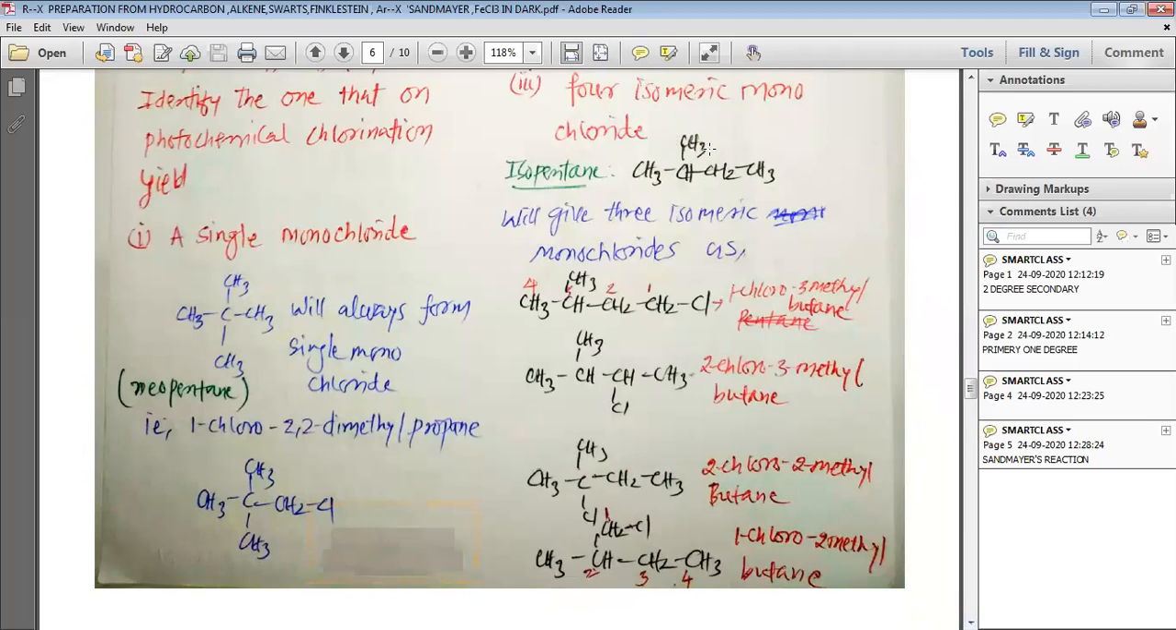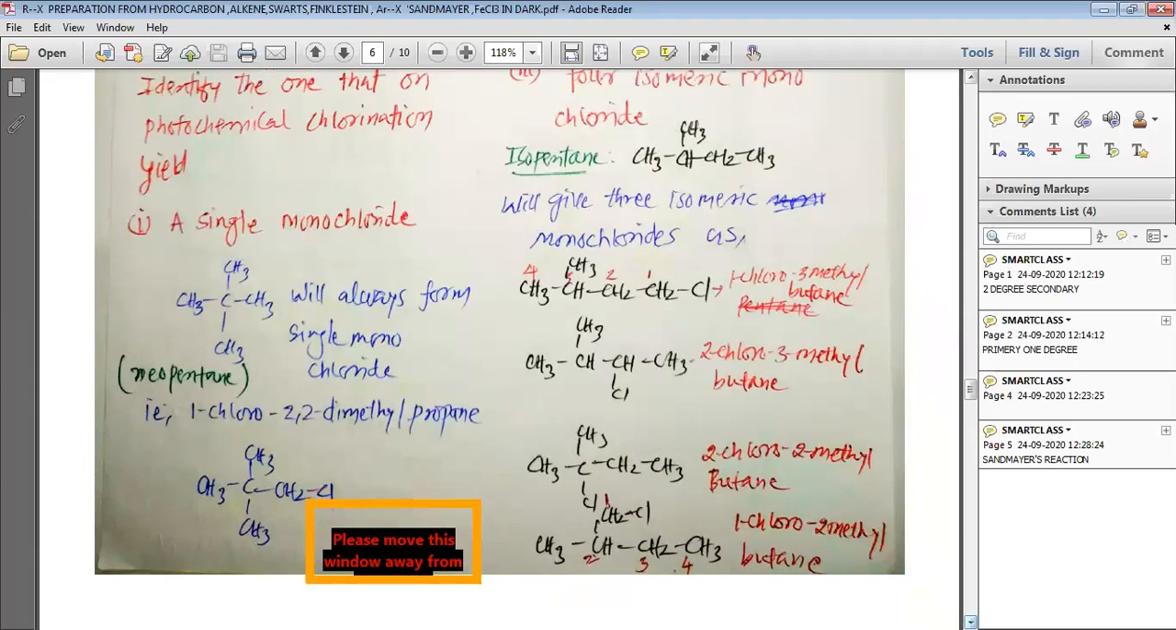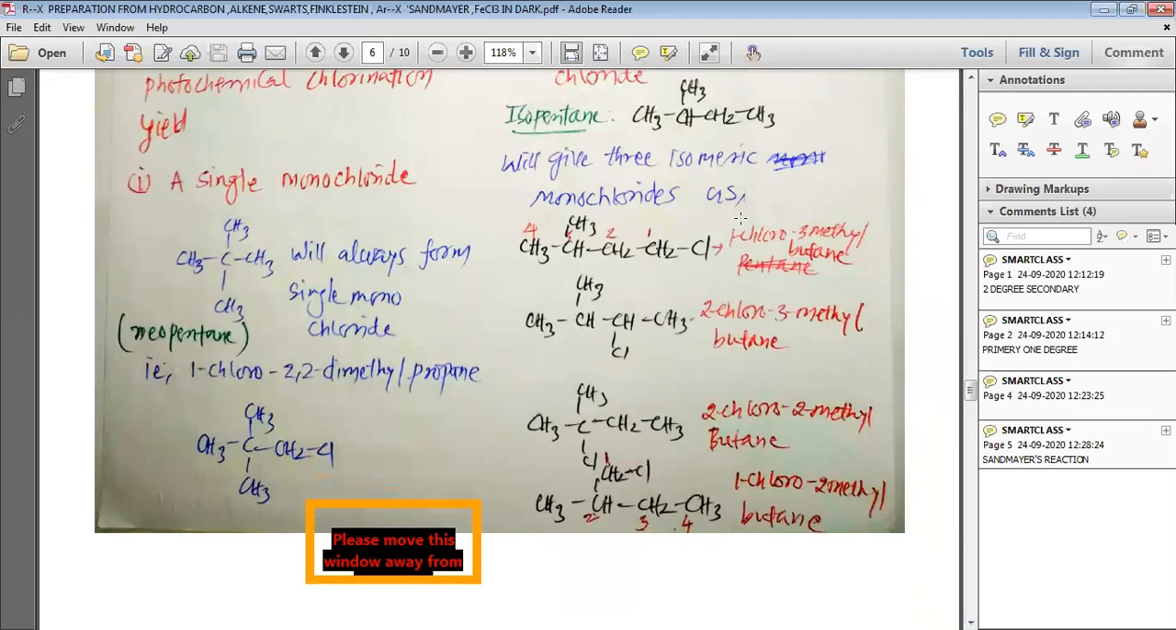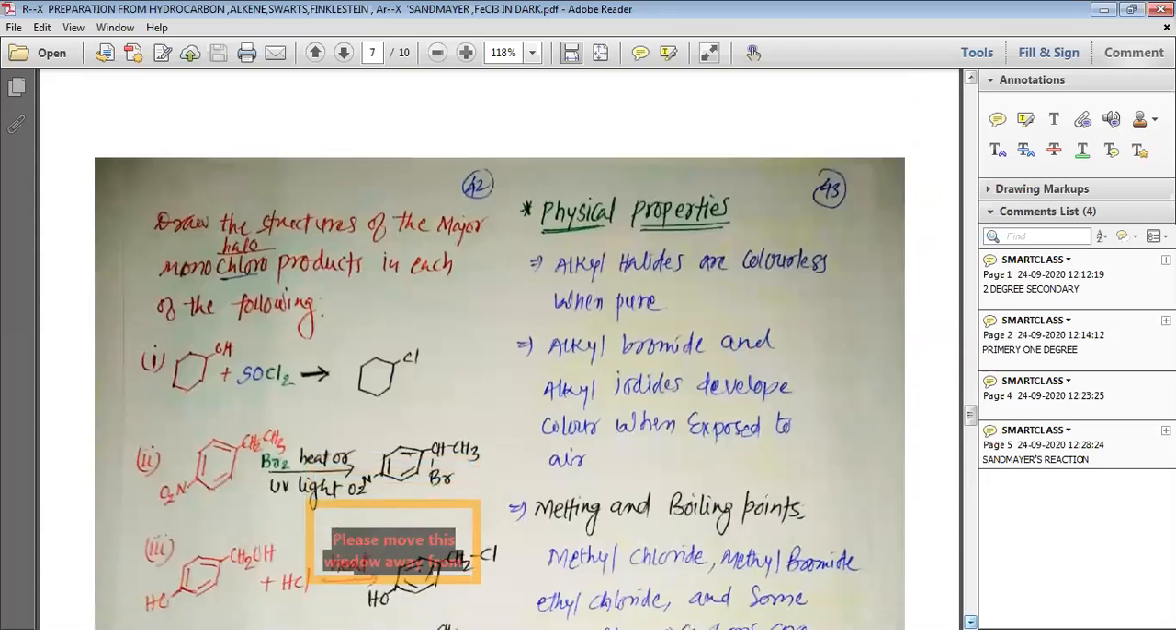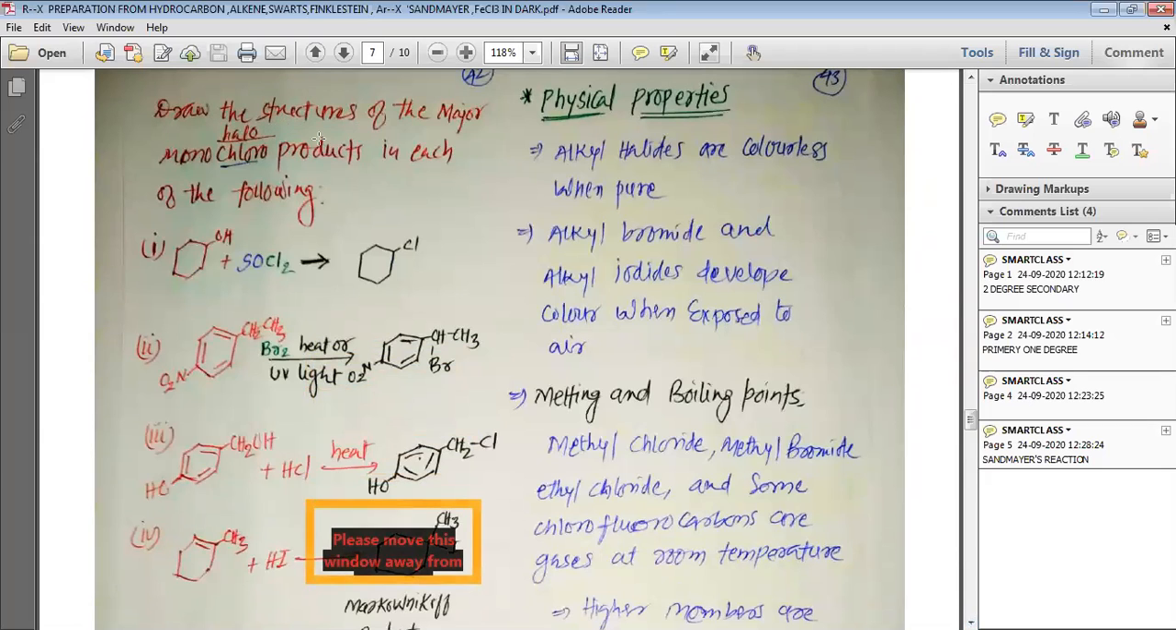You can see that when chlorine combines here, the 1, then here 2, here 3 and here 4. So these are the four various compounds that can be prepared. I am going to tell their names. I have written the names, and even the numbering has been shown to you, so that you can easily understand it. The various isomeric monochlorides formed are 1-chloro-3-methylbutane, 2-chloro-3-methylbutane, 2-chloro-2-methylbutane, and 1-chloro-2-methylbutane, my dear students. Now we shall study the next question, which is the in-text question.